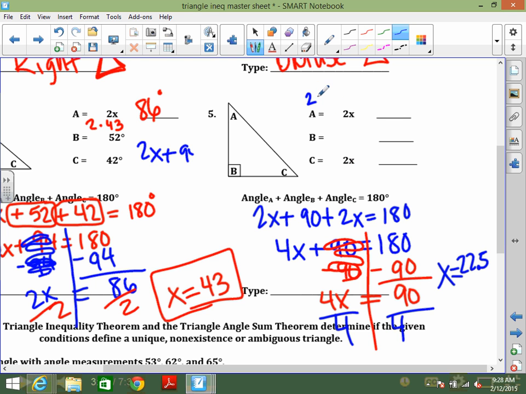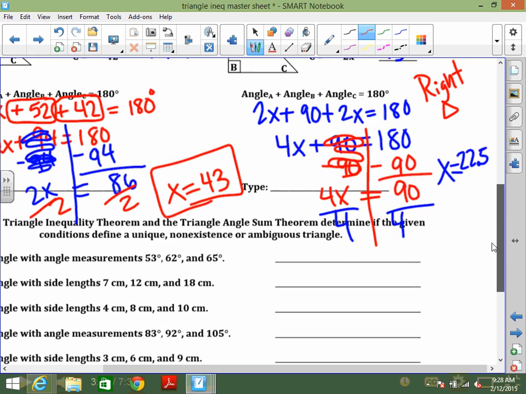I gotta do 2 times 22.5. It's 2 times x. What is 2 times 22.5? So A is 45 and C is 45. And B we said was 90. Okay, what type of triangle is this? All right. Good job. Okay, let's go to the bottom.